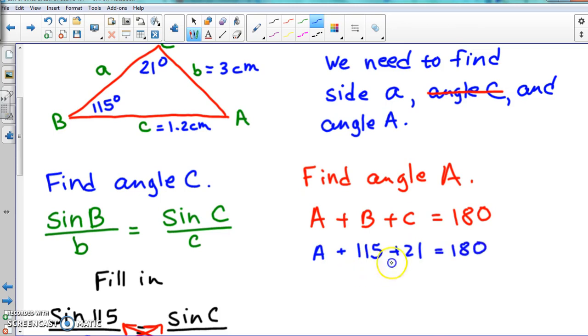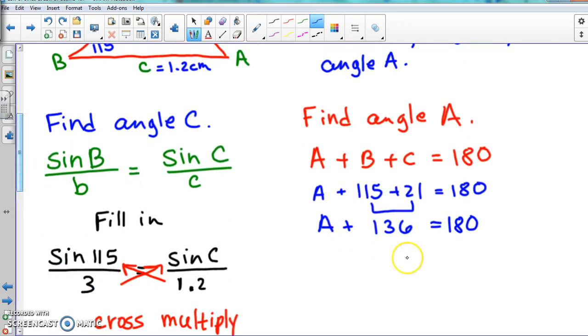And all we have to do now is add and subtract from 180. So if we add these two together, 21 plus 115 should give you 136. Everybody got that? 136. 5 and 1 is 6, 1 and 2 is 3, and then another one in front.